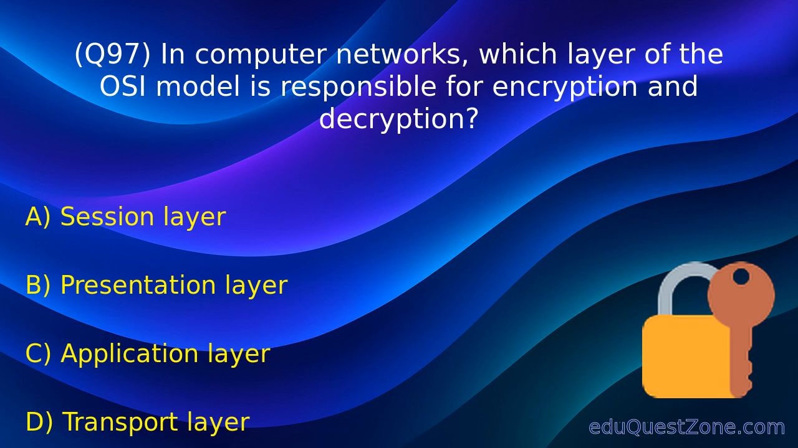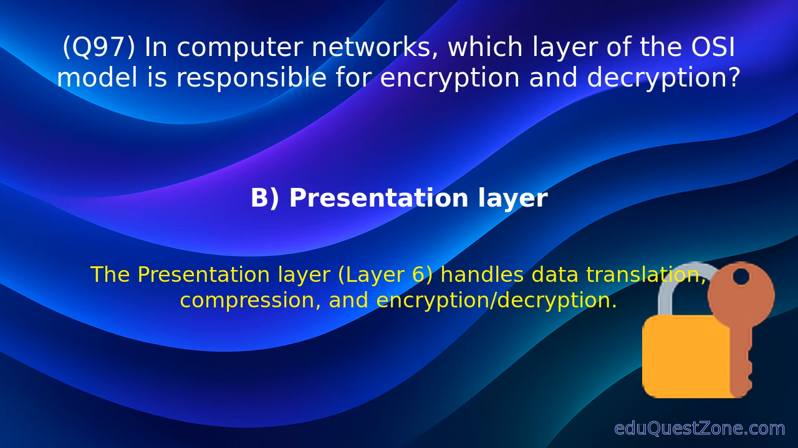Question number 97. In computer networks, which layer of the OSI model is responsible for encryption and decryption? Option B. Presentation layer. The presentation layer performs encryption and decryption of data.